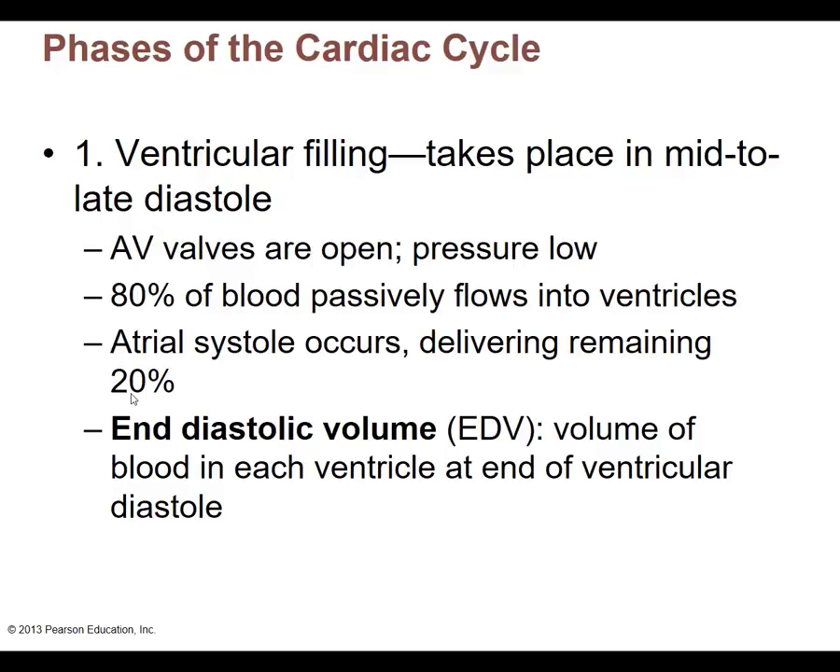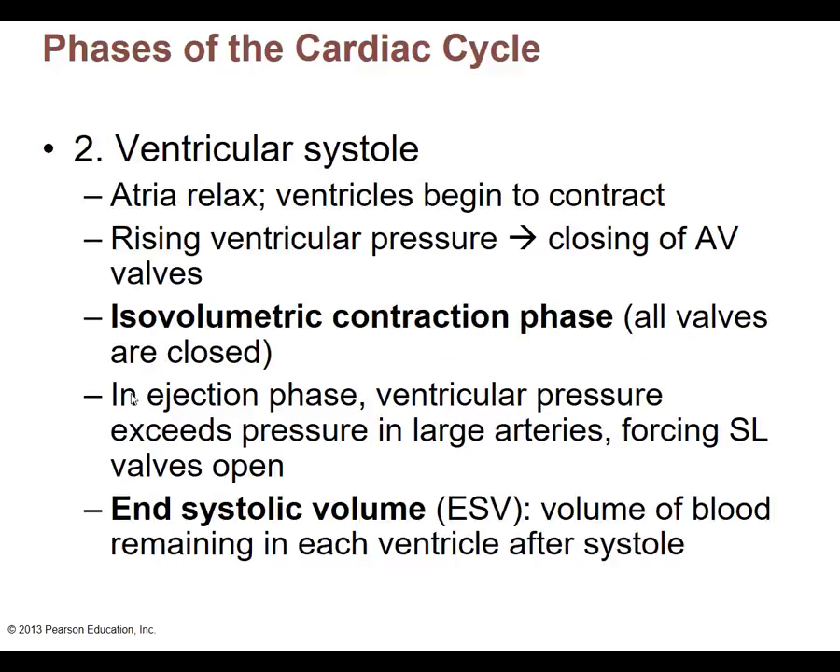Approximately 100 milliliters of blood are in one ventricle after it's completely filled from the atrium. So end diastolic volume is approximately 100 milliliters. Now, ventricular systole. Now we have to contract because we've got 100 milliliters of blood in that ventricle and we want to push it out, whether it's to the lungs or to the body.